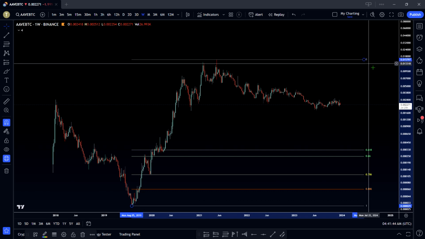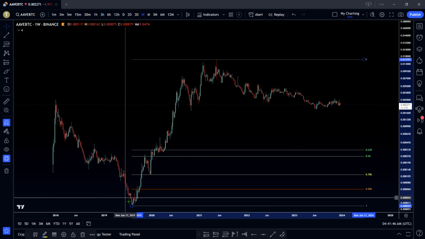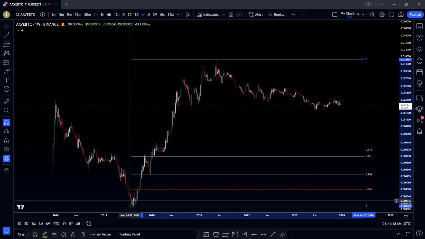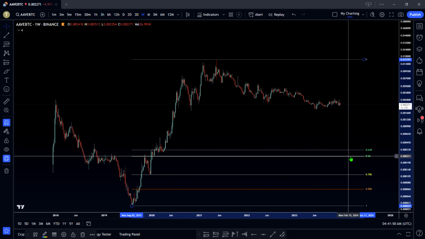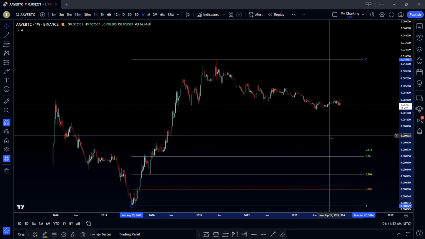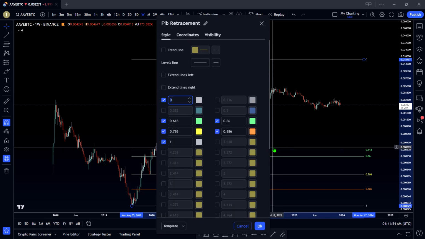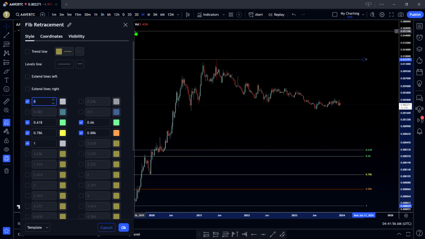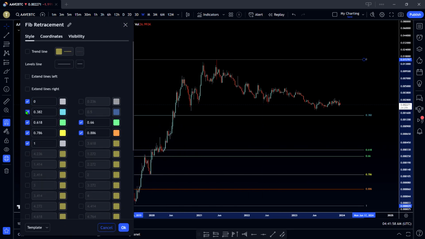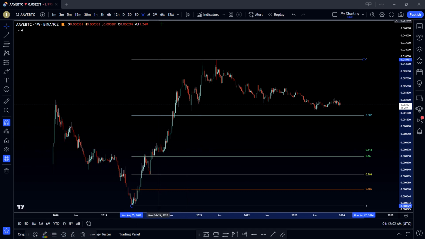All right. Now I've shown resistance. I've shown support. Remember, resistance is from high to low. Support is from low to high. Now, you remember those levels that I was talking about? They were like, okay, we're going to get into those later. So let's talk about the 382. Let's just talk about the 382 for now.